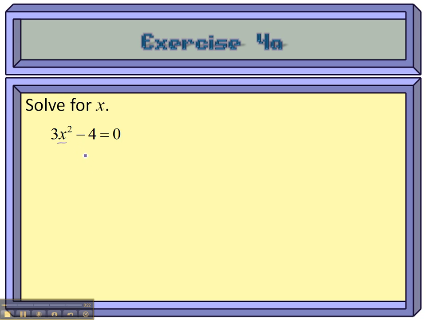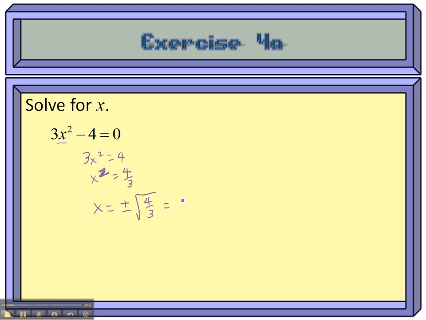So add the 4 over. Divide by the 3. Whoa, square just turned into a cubed. And then take the square root of both sides. So x is equal to plus or minus square root 4/3. Remember, whenever you take the square root of both sides, you should have both a positive and negative answer.